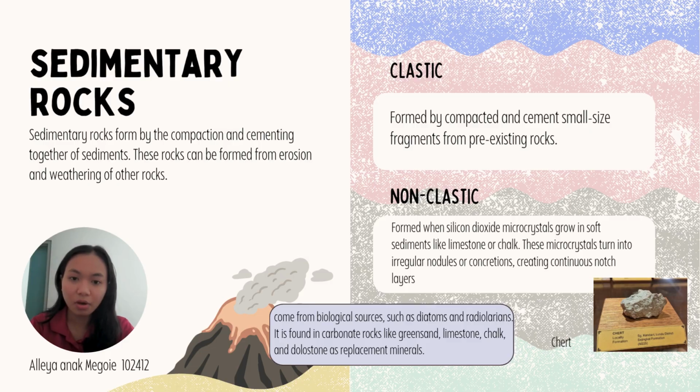An example of non-clastic sedimentary rock is chert. It comes from biological sources such as diatoms and radiolarians. It is found in carbonate rocks like greensand, limestone, chalk, and dolostone formations as an exchange mineral.